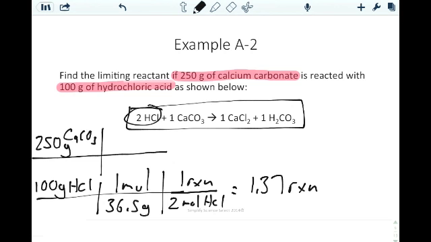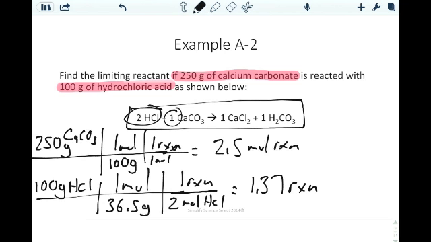Okay, so the calcium carbonate is going to be right around 100 grams per mole, and in a reaction we have 1 mole, so 1 mole per 1 reaction. Okay, so we set it up. This one works out to be right around 2.5 moles in a reaction. So the least amount that we have is of our HCl, our hydrochloric acid. So that is going to be our limiting reactant.